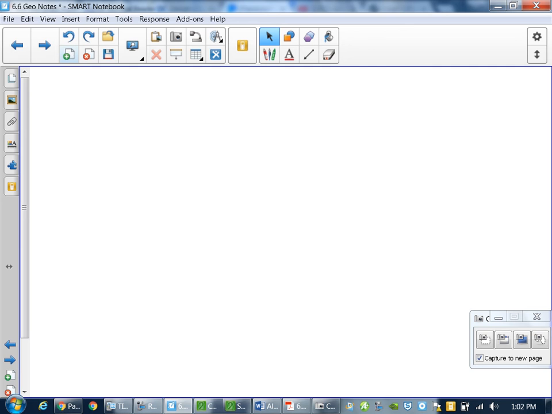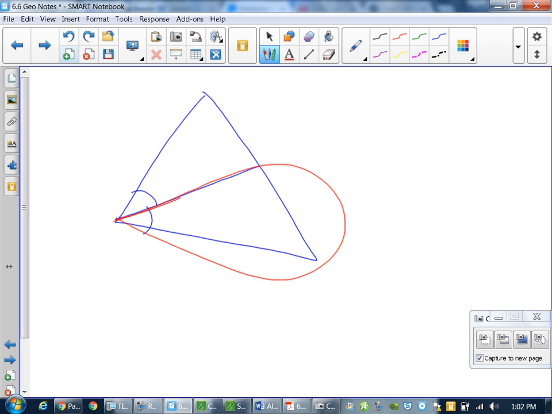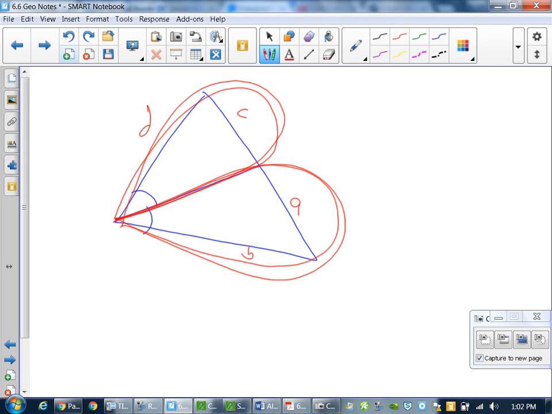So you have an angle bisector. Go out the angle bisector and around. Go out the angle bisector and around. It looks like a heart. Here's the numerator, there's the denominator. Numerator, denominator. A over B, C over D.